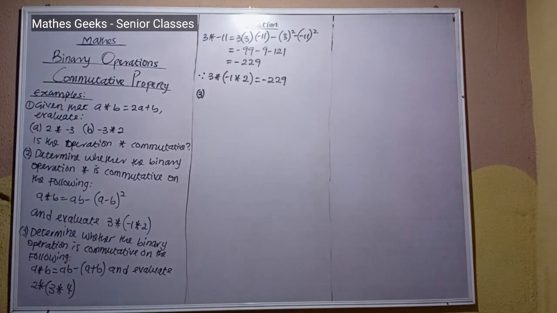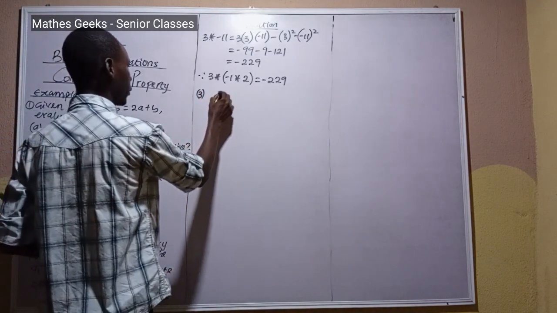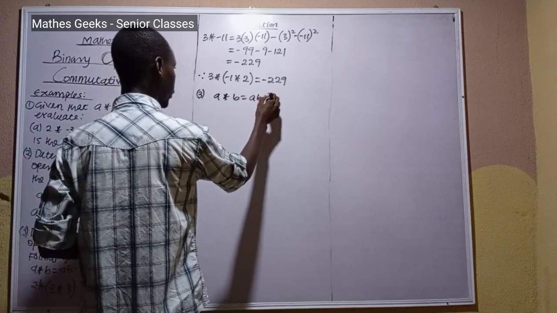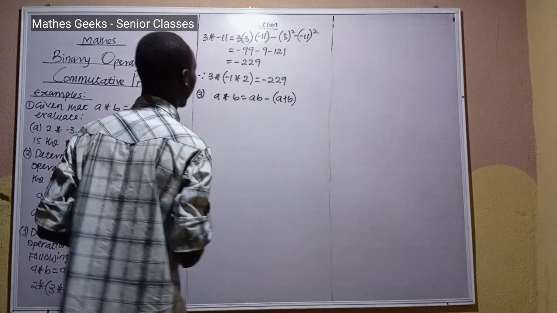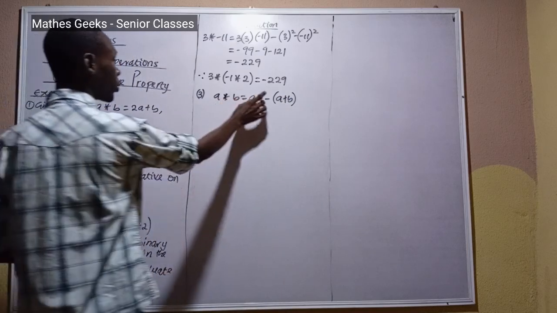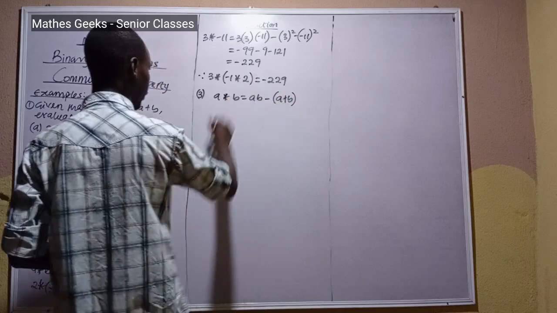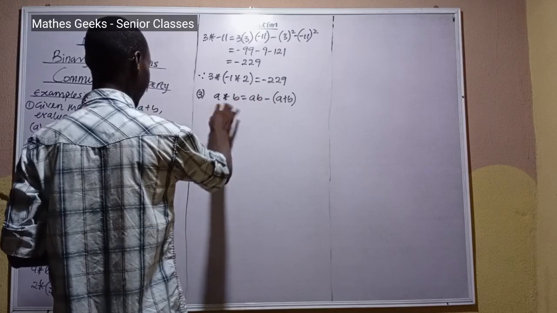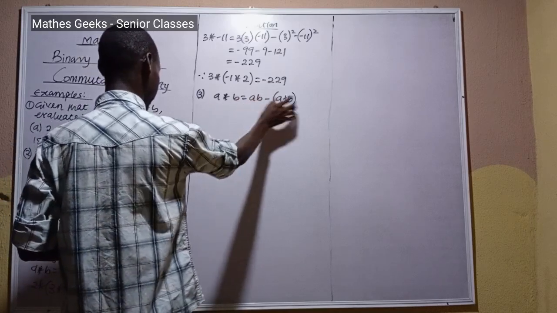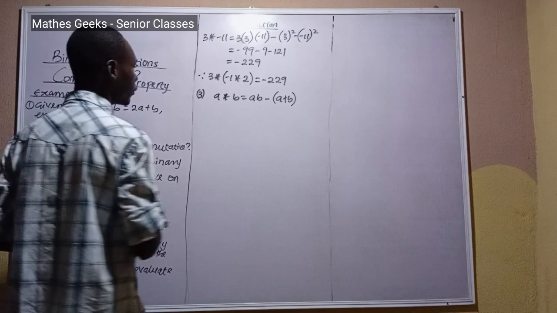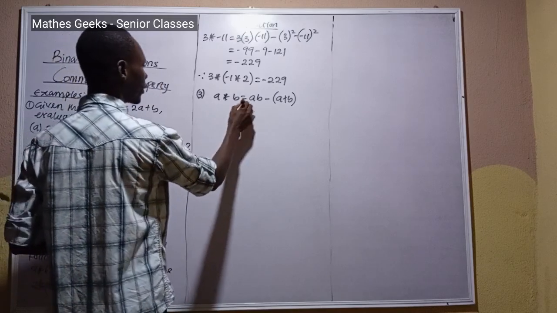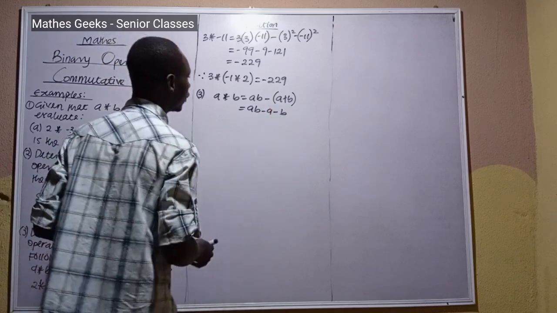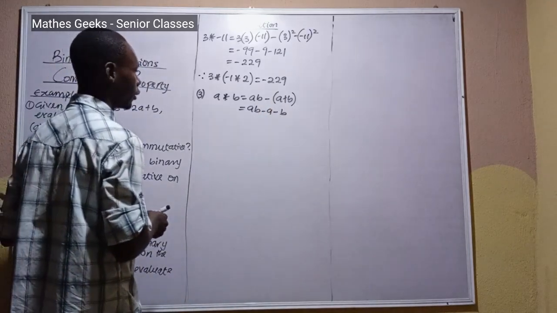Determine whether the binary operation is commutative on the following: A star B is equal to AB minus A plus B. Well, generally, since this is multiplication and this addition, that means A star B is commutative because B star A would give you the same result as A star B, because multiplication is commutative and addition is commutative. But let's simplify to see if that's true. So A star B is AB minus A minus B. That's as simple as it can get.